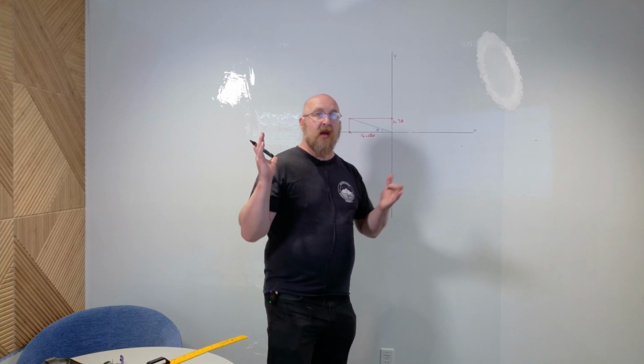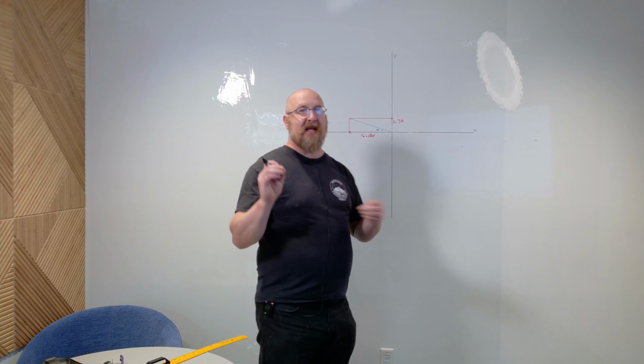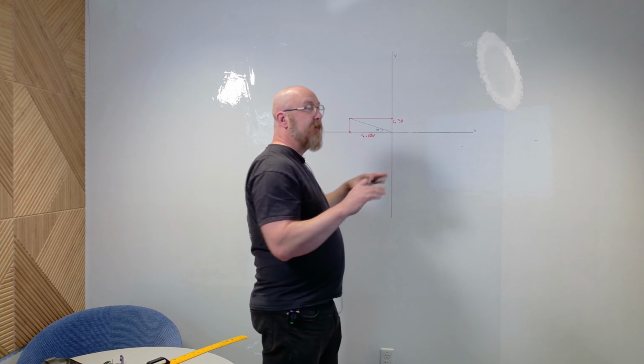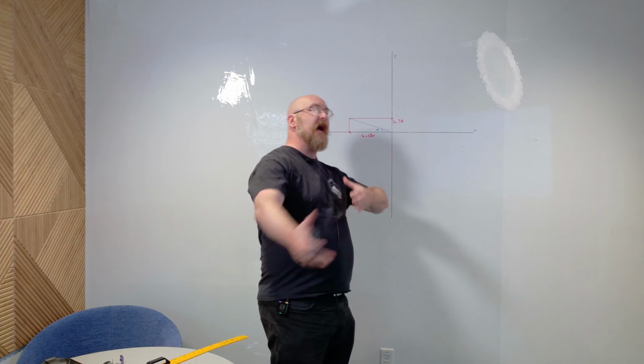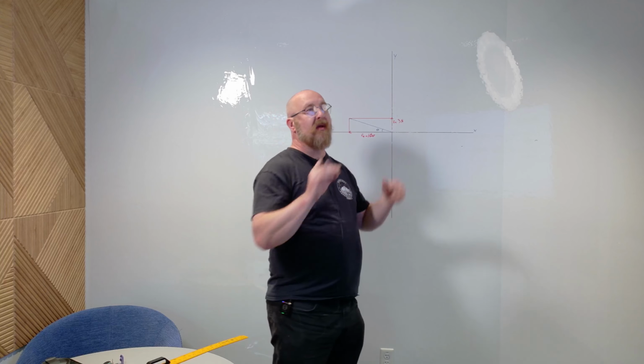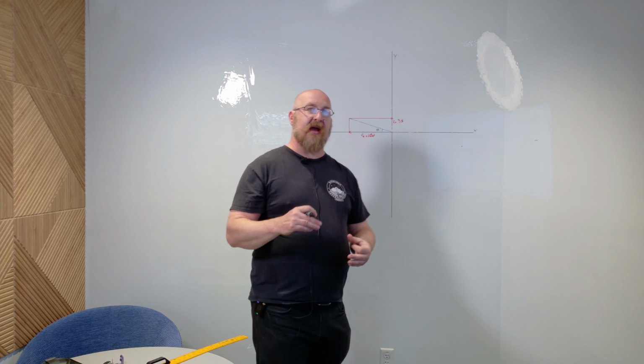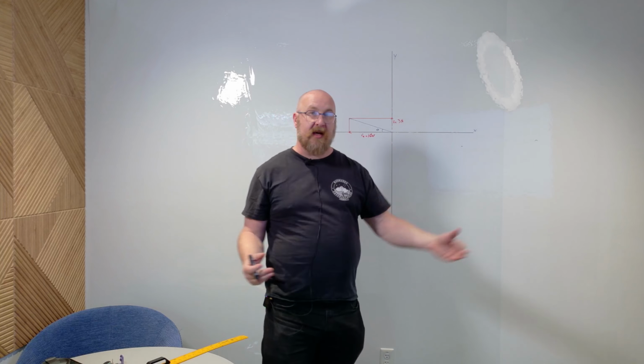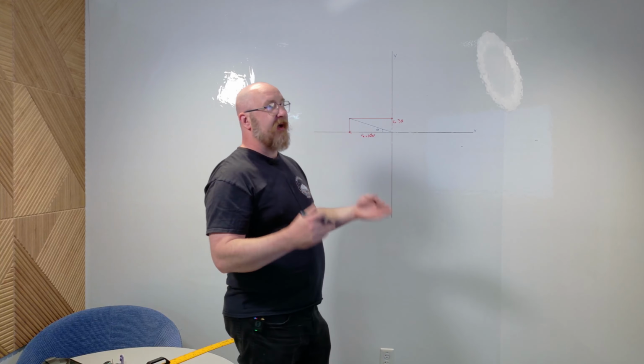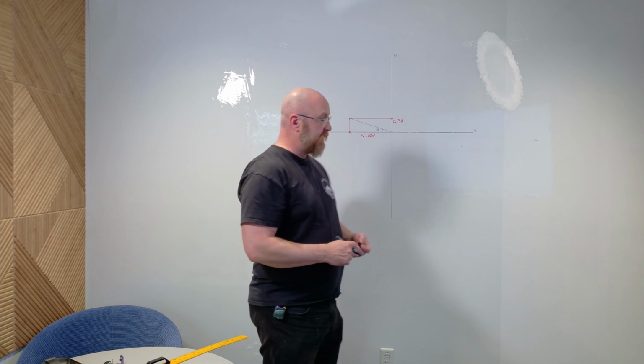Hi everybody. We're back and we're going to do the same problem. Well, not the same problem, but with different numbers, and we're going to go the opposite direction. We're going to start with scalar components, an F in the x direction and an F in the y direction, and we're going to find the resultant force.